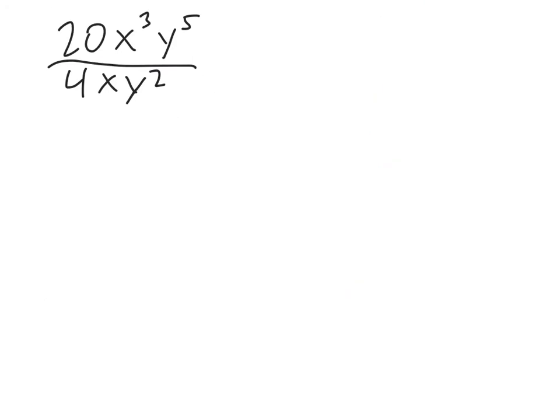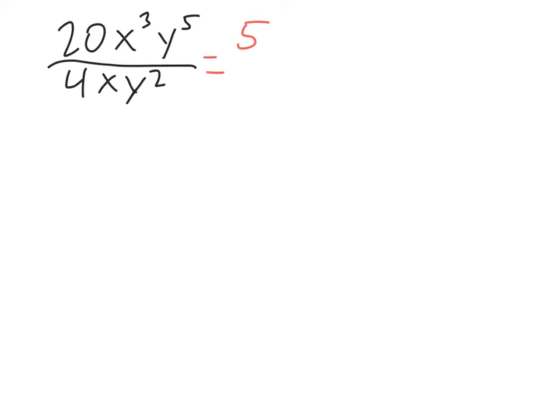So let's start off with the first example. So this is very similar to multiplying monomials, where you deal with the numbers as you would normally deal with the numbers, and then subtract the exponents for each variable. So 20 divided by 4 is 5. And if it doesn't divide out evenly, you would reduce it some way. But in this case, it divides out evenly, so it's 5.